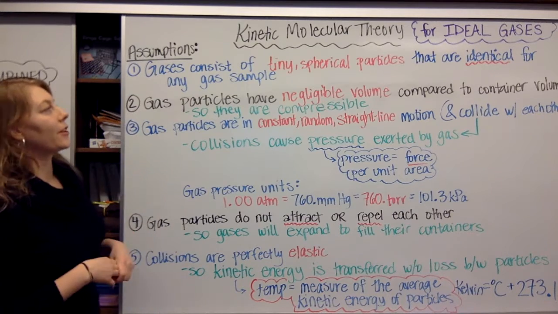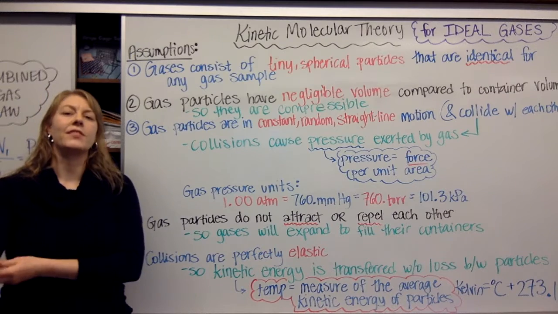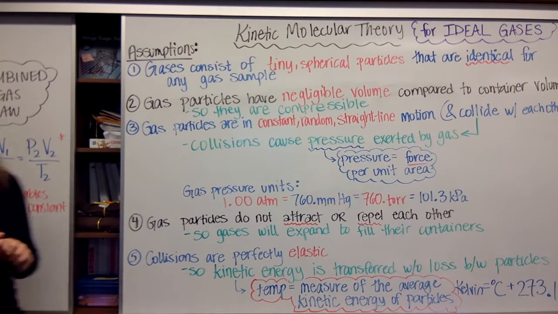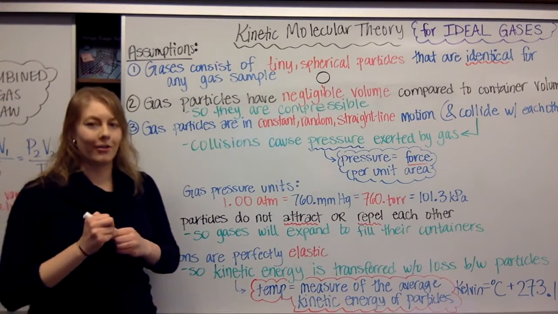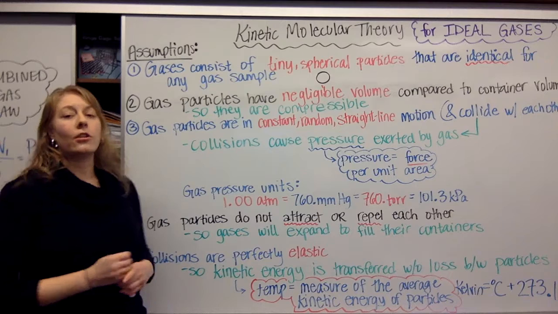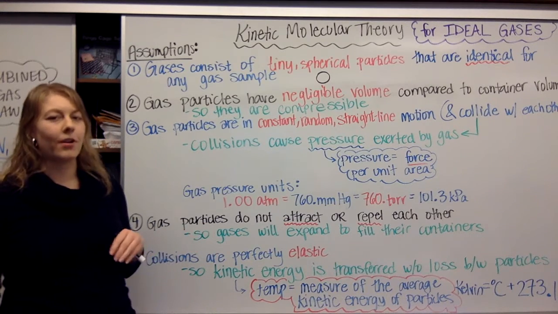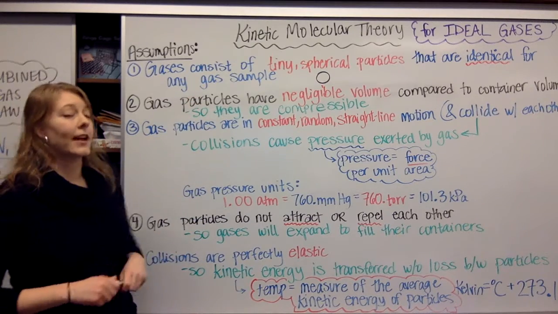So the first assumption that the kinetic molecular theory makes is that gases consist of tiny spherical particles. Now, remember back to s and p orbitals, we're talking about just spherical, tiny particles, and that they're identical for any gas sample. Now, we know that's not necessarily true. Oxygen particles look different than nitrogen gas particles, right? Again, this is for ideal gases.